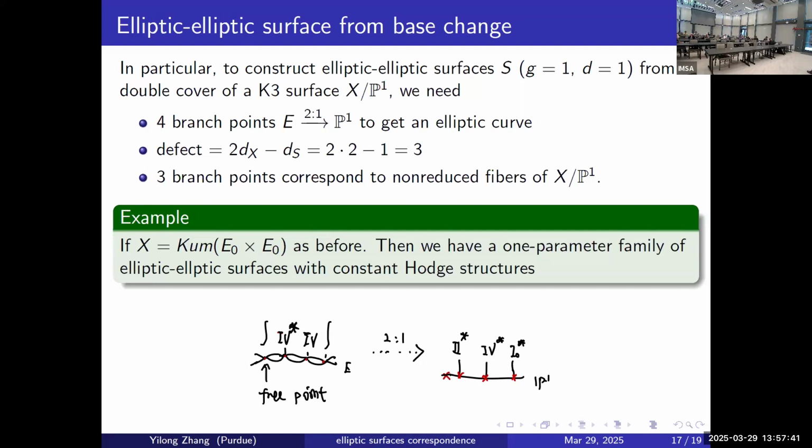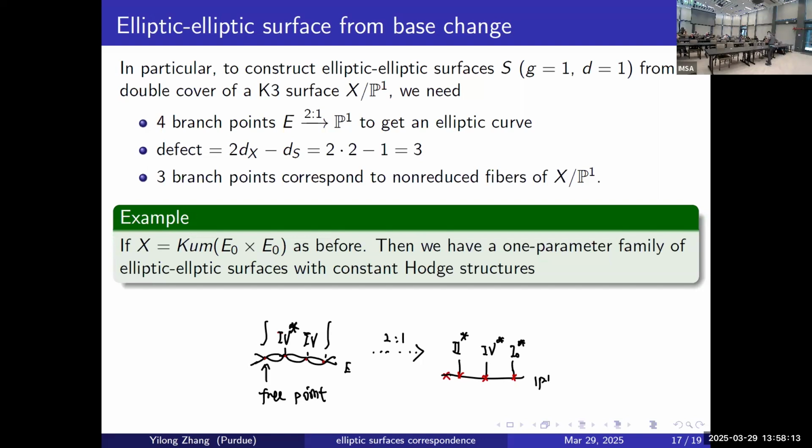It's 4. So we need to subtract off 3, and 3 is the defect, which corresponds to the 3 single fibers on your original image. So this is some very bad fiber, and the 3 very bad fibers. So this is your K3, and when you do the base change, you actually get the elliptic surface over here.